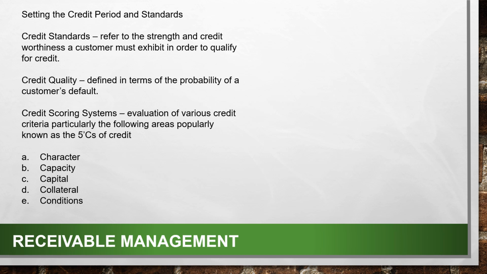Third C, we have the capital. So what is the capital? How much is the worth of our receivable investment that will be tied to that customer? Letter D, we have collateral. Collateral means something to guarantee our credit. In most credit situations, this comes in the form of mortgage.